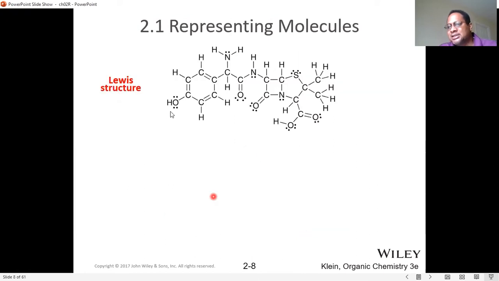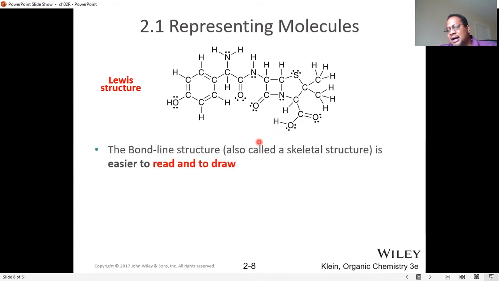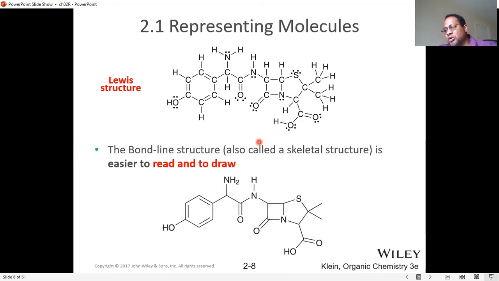If I go to the next slide, we have the Lewis structure, and the key thing is that if I give you the Lewis structure, you should know by practice how to convert it to a bond line structure. The way we do this is that for every carbon, we treat the carbon as a dot, and the hydrogens are all hidden except for hydrogens that are attached to heteroatoms like oxygen and nitrogen. Those are shown. But all hydrogens attached to carbons are hidden. If I do the conversion and draw the bond line structure, this is what it would look like.